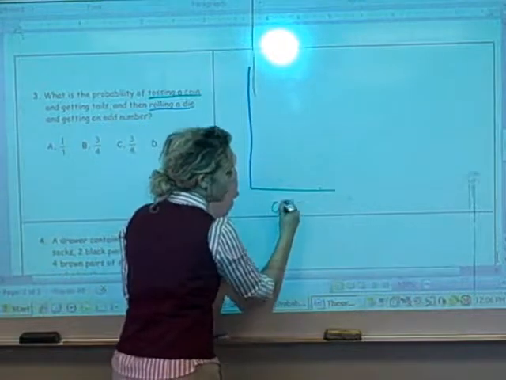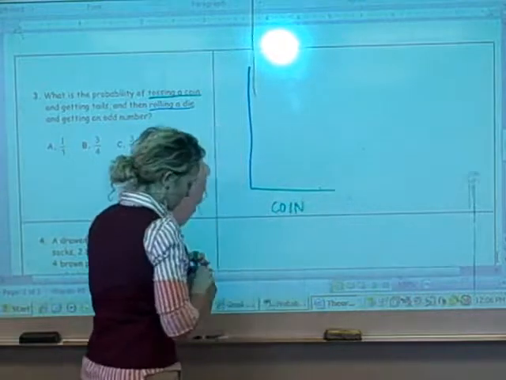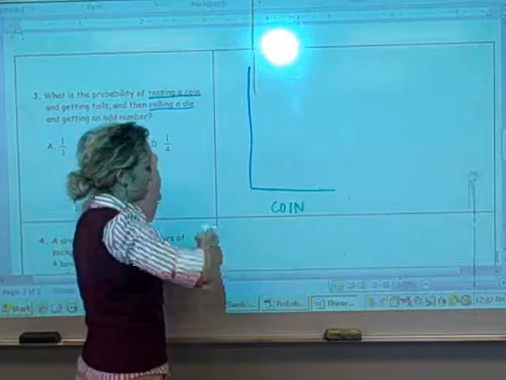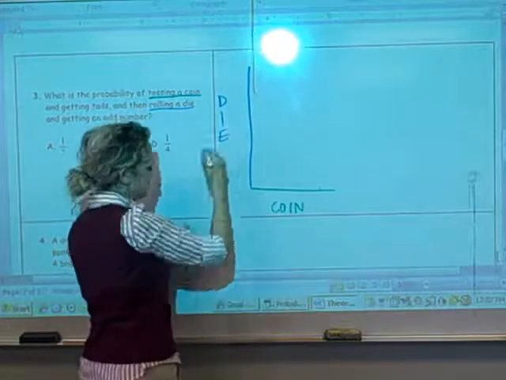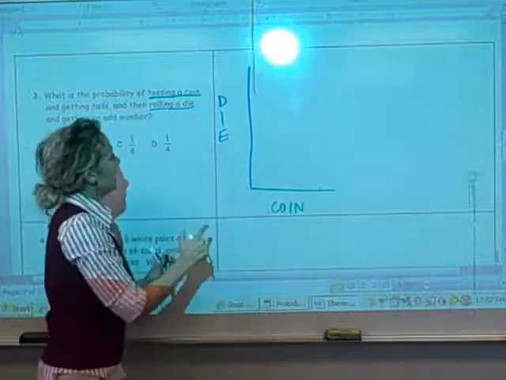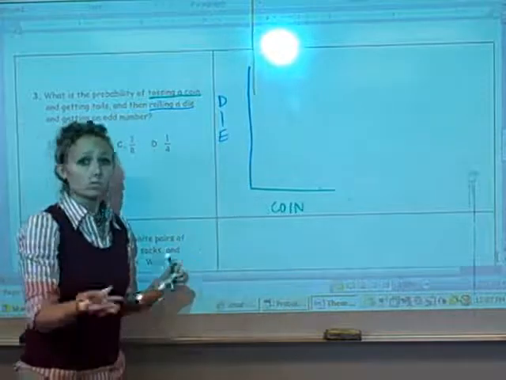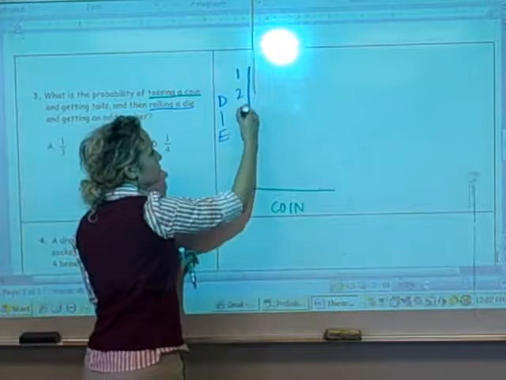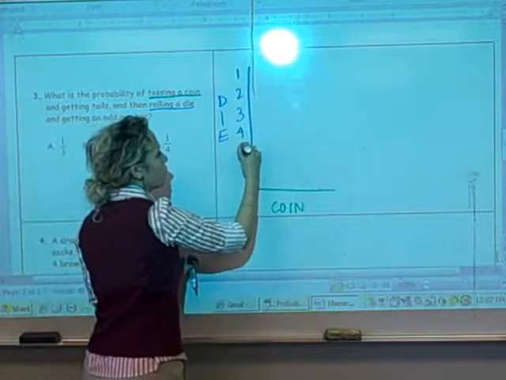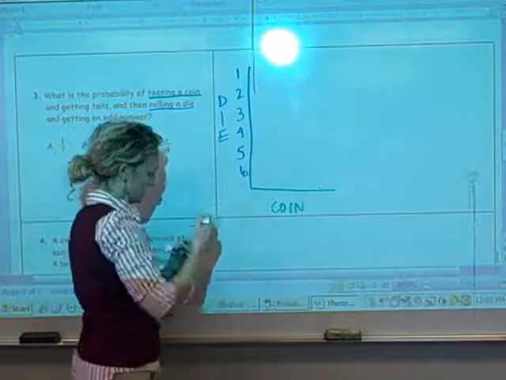So I'll put down here coin and the dice, or die, which is singular for dice, even though it sounds kind of yuck. Okay, so when I roll dice, remember it's sides 1 through 6. So 1, 2, 3, 4, 5, 6.